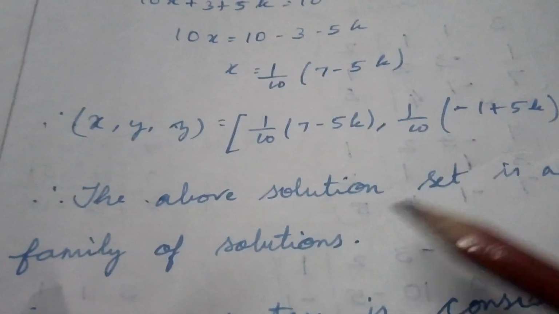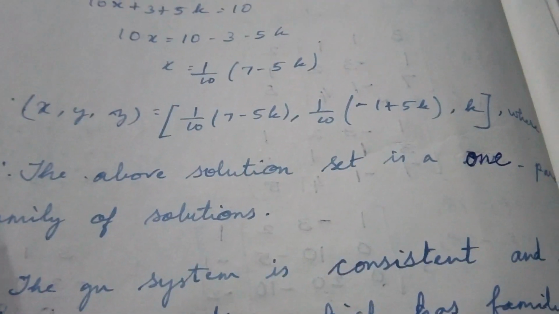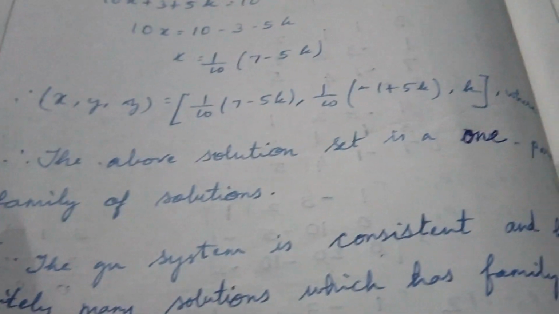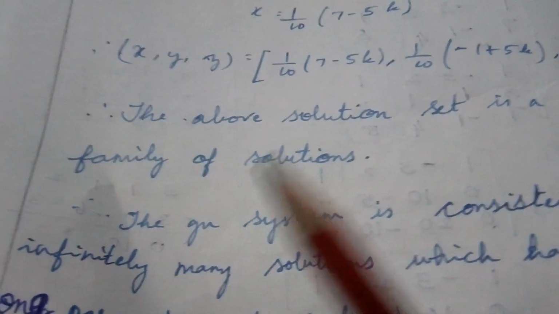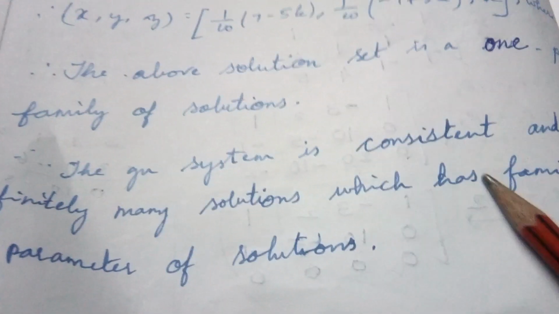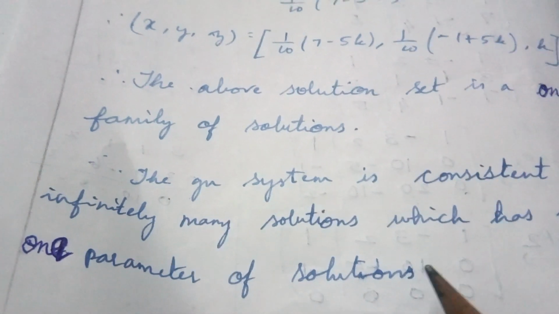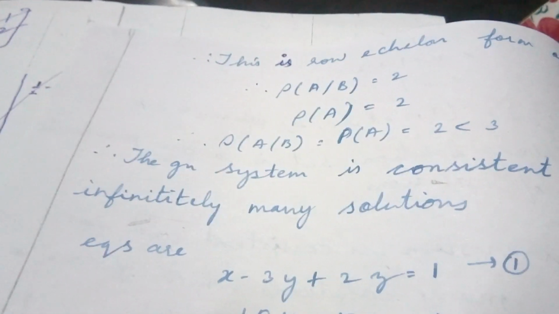See this, in the solution set we use only one parameter, that is k. One parameter family of solutions. Therefore the given system is consistent with infinitely many solutions, which has how many parameters? One parameter of solution. This is when the rank of the augmented matrix and rank of A equal 2, it means one parameter. Suppose it is 1, I'll give one more example.